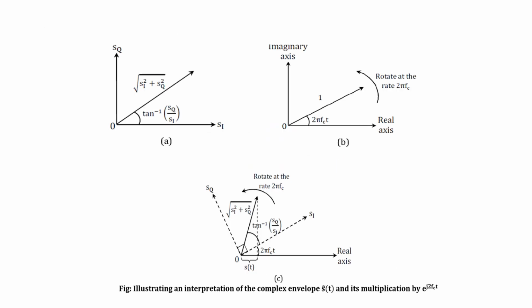Next, this is the representation of Si of t plus j Sq of t. This is the magnitude spectrum, a vector having the magnitude square root of Si squared plus Sq squared and the angle tan inverse Sq by Si. This is for the complex envelope; when multiplying with the complex exponential, the angles get added and the magnitudes get multiplied. So this is the representation of the bandpass signal in terms of the complex envelope.